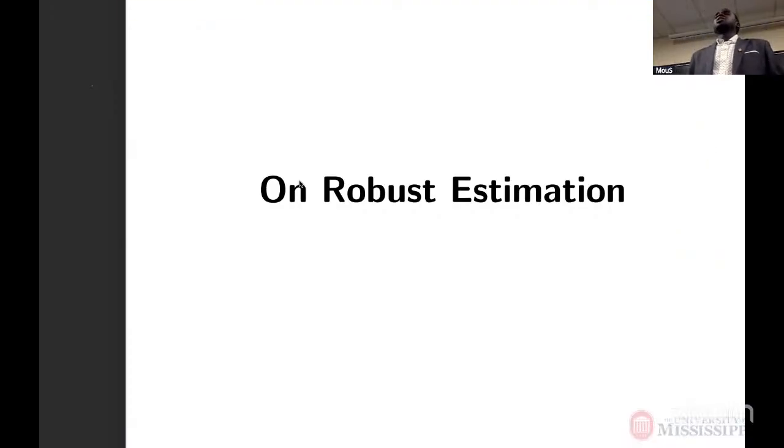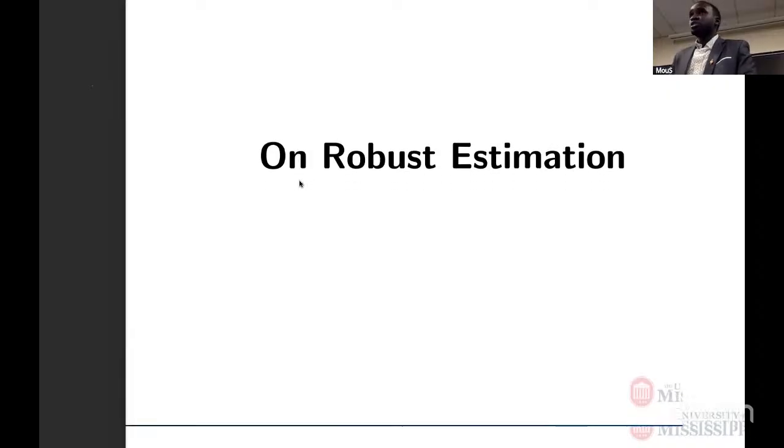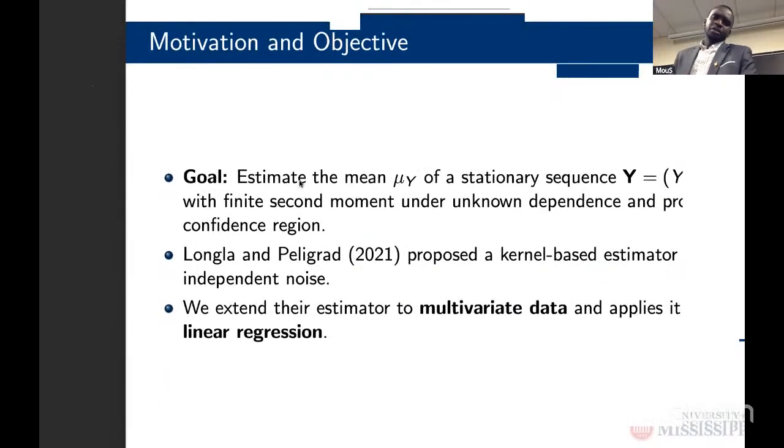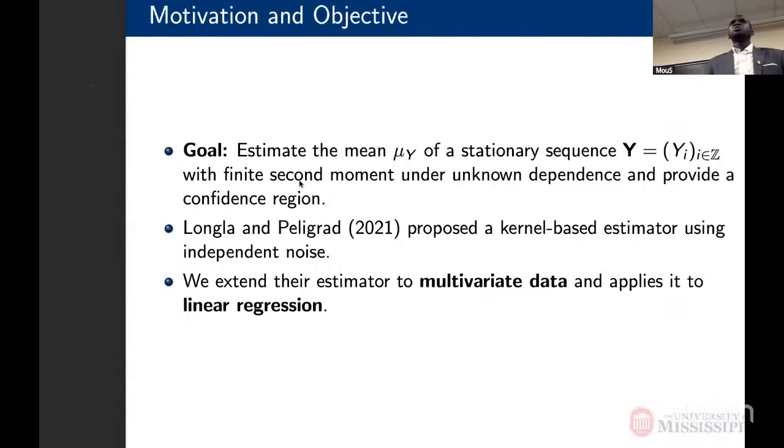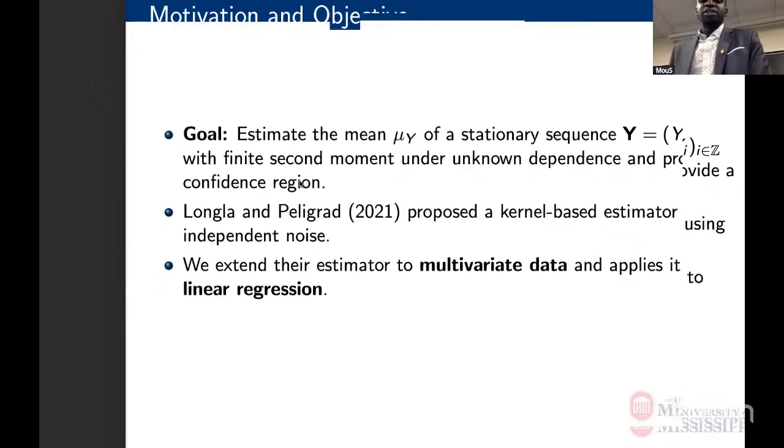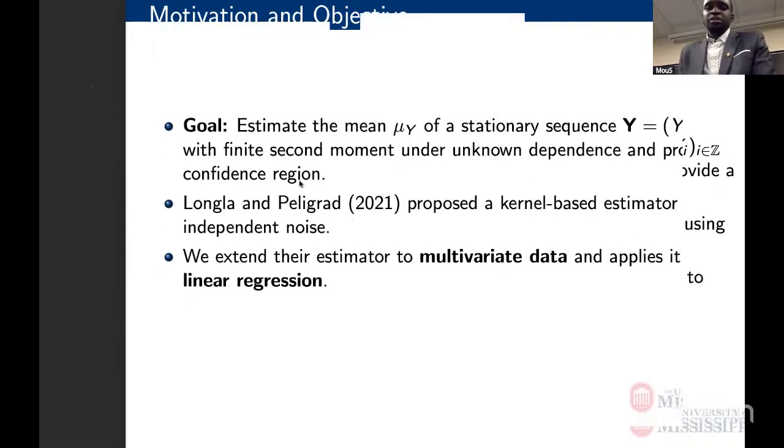How can we estimate? How can we get confidence intervals? Things may be easier when we know the distribution or some dependence structure, like in the previous two chapters. But in case we don't know that, we need to use robust estimation. The goal is to estimate the mean mu i of the process, the sequence Y with finite second moments and unknown dependence, and provide a confidence interval or confidence region for the vector. Longla and Pellegrin in 2021 proposed a kernel-based estimator using independent noise, and we extend the estimator to multivariate data and apply it to linear regression.